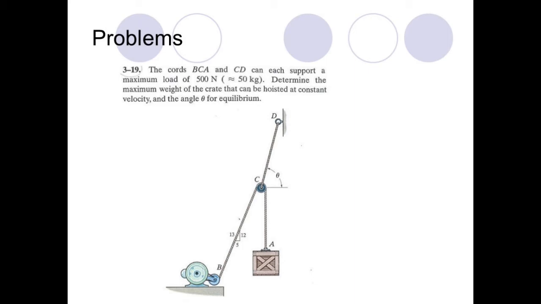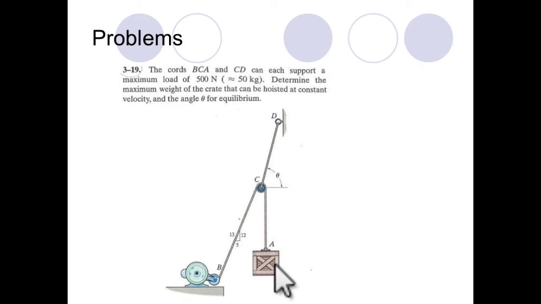Okay, our problem is 3-19. First, read the problem. The cords BCA and CD can each support a maximum load of 500 newtons. Determine the maximum weight of the crate that can be hoisted at constant velocity and angle theta for equilibrium.